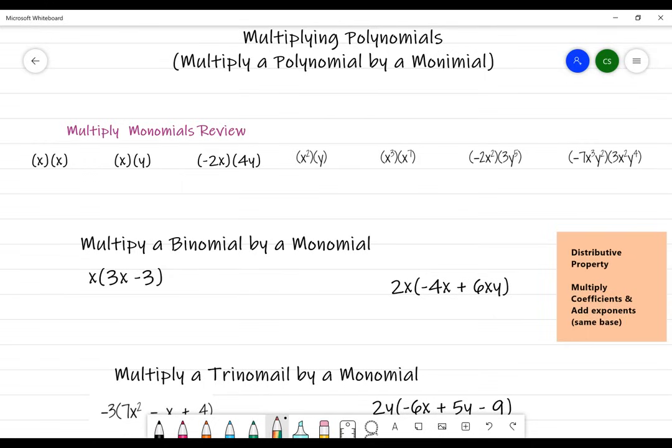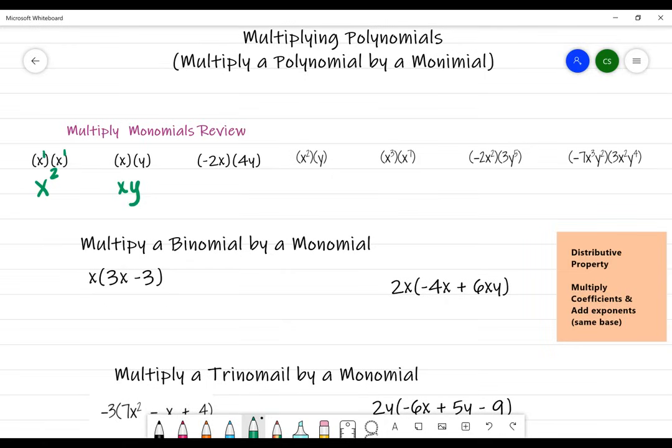So remember, if I don't see an exponent on a variable, that just means the exponent is 1. Basically saying, how many x's do I have? 2. All right. X times y. Notice they do not have the same base. So when I multiply them, I still just get xy. They don't have the same base, therefore I can't combine the exponents.